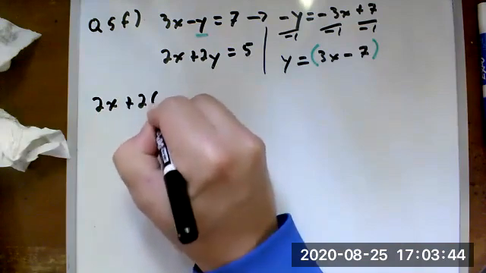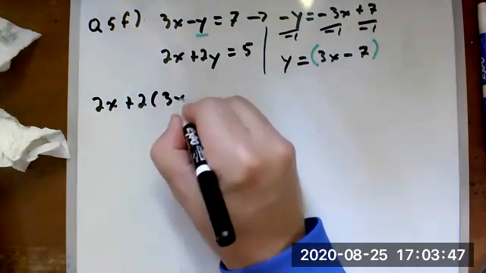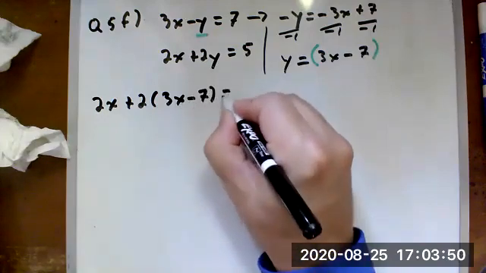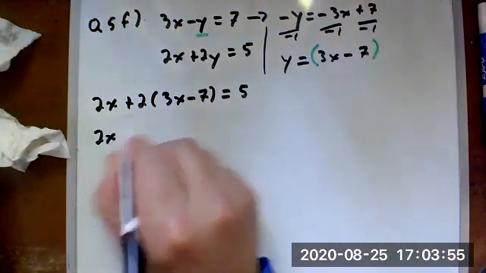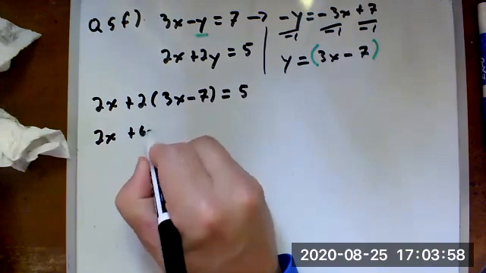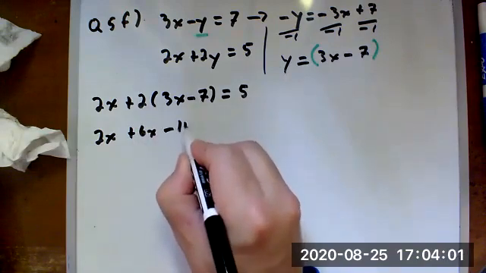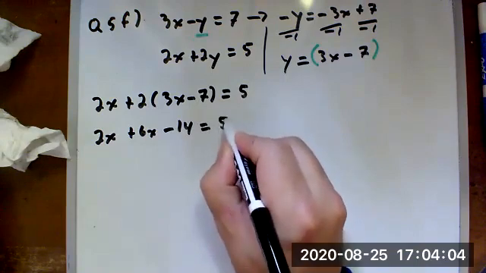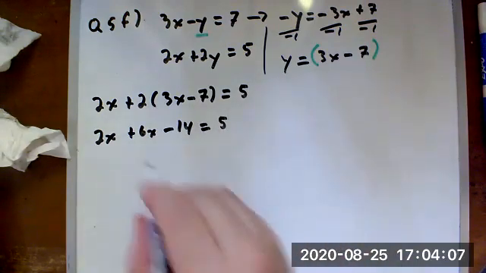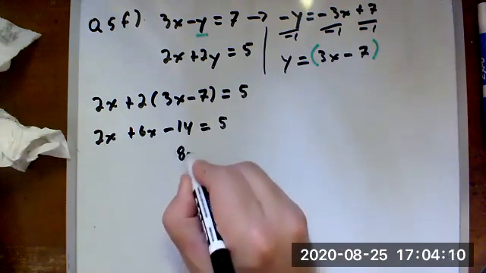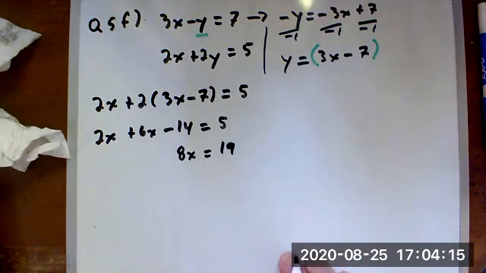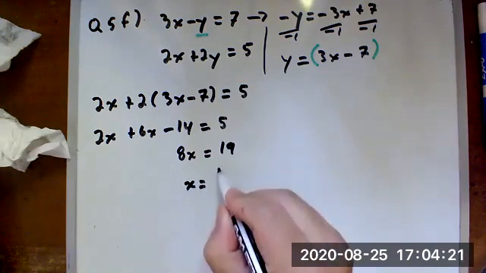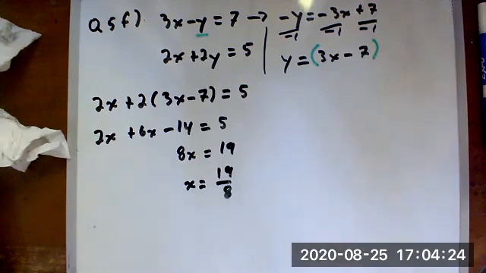So 2x now plus 2 times 3x minus 7 equals 5. We continue to solve. 2 times 3x is 6x. 2 times negative 7 is negative 14. The negative 14 moves to the other side. My x's come together. And that tells me that 8x is equal to 19. This isn't going to be a pretty number, but it's going to work out. So we'll divide by 8 on both sides, and that tells me that x is equal to 19 over 8.